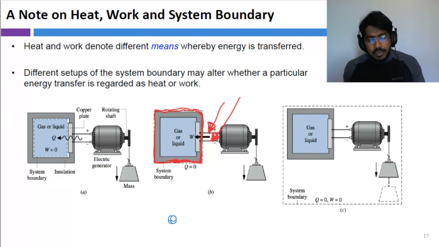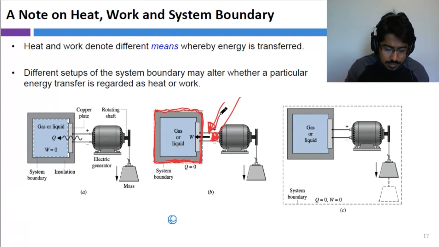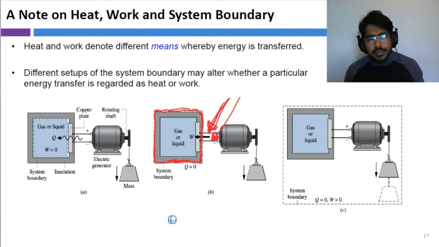So the system boundary needs to move in order for us to have boundary work. There's a specific term, boundary work. In addition to boundary work, there can be work like this, crossing the boundary by other means.